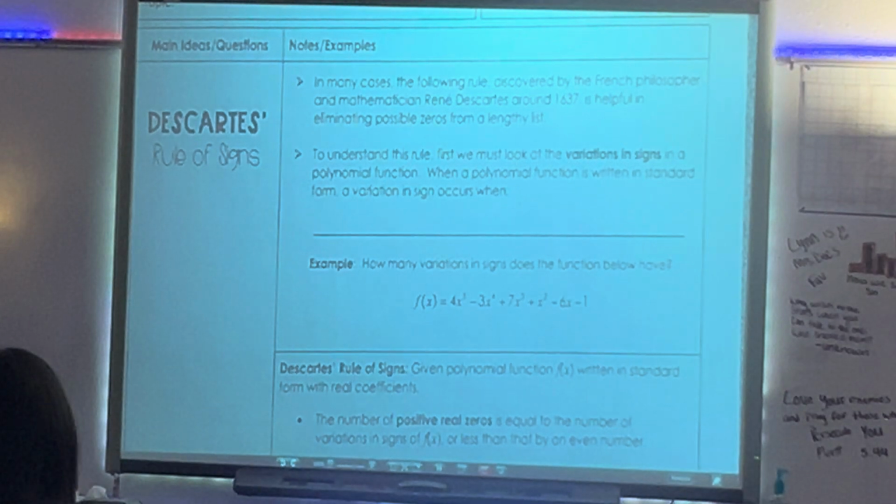Okay, so we've got Descartes' rule. I'm not gonna sit there and read all of this to you, so I'll just kind of get into it, but you probably do wanna make sure that you read through that. It lets us predict what's gonna happen with the equation based on the signs. That's really what it has to do with.